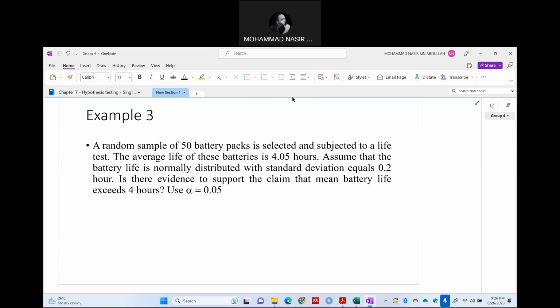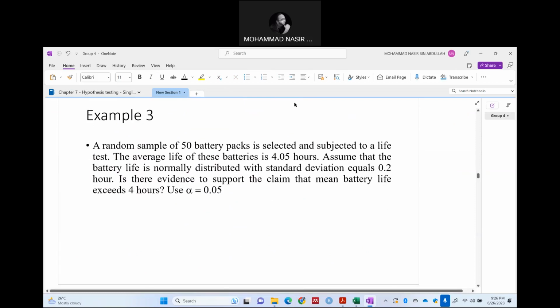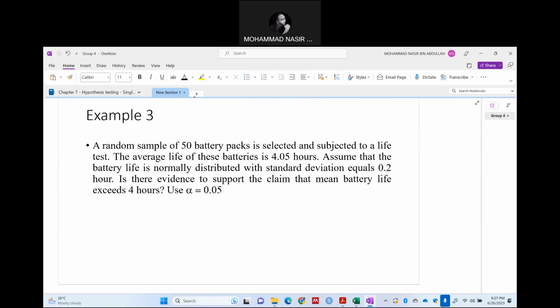So let's try example number 3. A random sample of 50 batteries from a battery pack is selected and subjected to a life test. The average life of this battery is 4.05. Assume that the battery life is normally distributed with standard deviation equal to 0.2. Is there evidence to support the claim that mean battery life exceeds 4 hours?